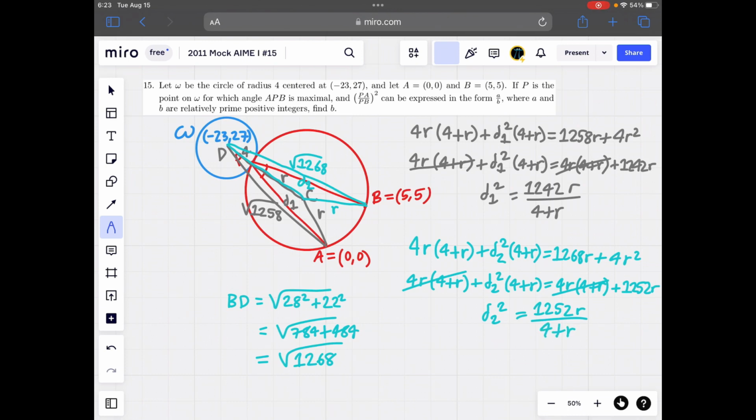We want (PA/PB)^2, which is d1 squared over d2 squared. And we have (d1/d2)^2 equals 1242 over 1252, since the R over 4 plus R's cancel out. So this is equal to 1242 over 1252, and that's equal to 621 over 626, if a and b are relatively prime. So b is equal to 626.